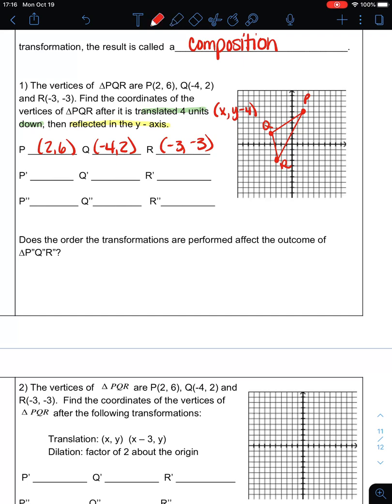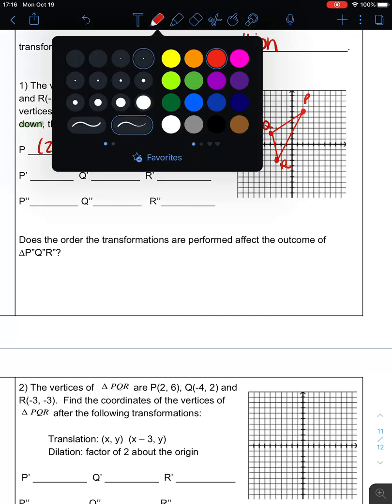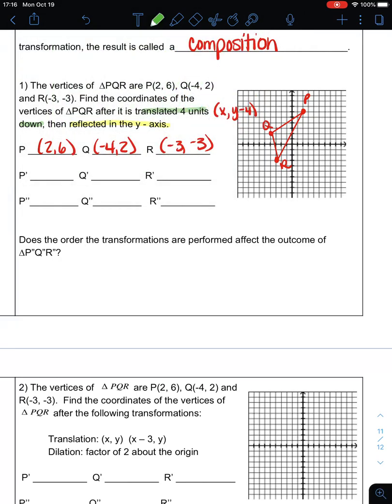So we're going to take this entire triangle and shift everything down 4. Like I said, I'm going to show you in this one with the drawing, but you don't have to do it with a drawing. So 1, 2, 3, 4. There's my R prime, my Q prime, and P, 1, 2, 3, 4. There's my P prime. And so here is my new triangle having been translated down 4.